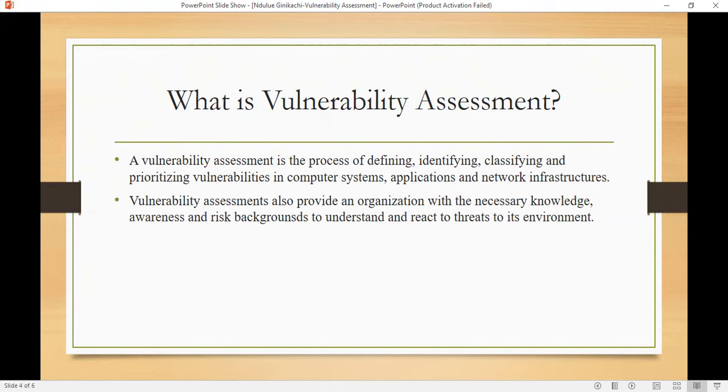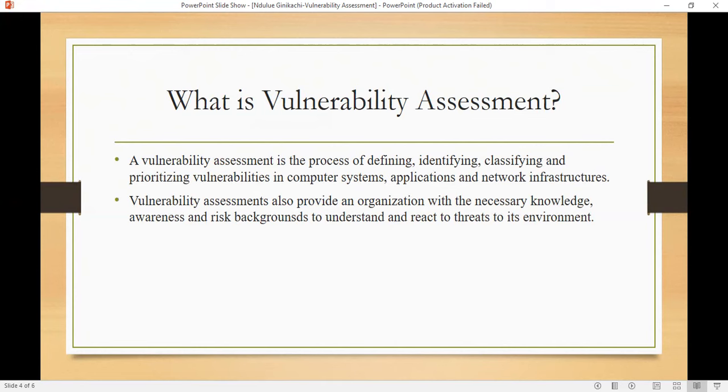Then we have the information gathering. Basically, the organization or the security team is going to collect information about the web application, its architecture, the technology used, and any other vital information that they need for the scan. Then they're going to do a manual test. They're going to do analysis and prioritizing.